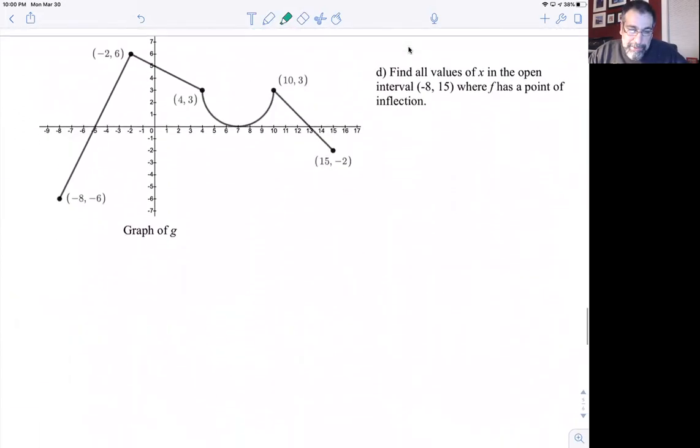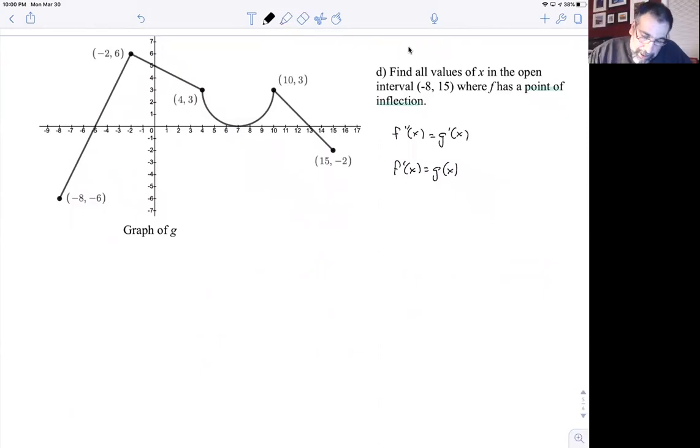One last question on this one. In this one, the key word they're asking us about is point of inflection. And that is where the second derivative exists and changes signs. So we need to know about f double prime of x. Now, if you'll remember, we've been saying throughout this entire process that f prime of x was equal to g of x, and f double prime of x was equal to g prime of x.